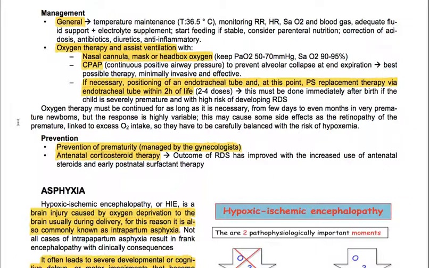Prevention of prematurity is managed by the gynecologist. You have antenatal corticosteroid therapy. The outcome of respiratory distress syndrome has improved with the increased use of antenatal steroids and early postnatal surfactant therapy.